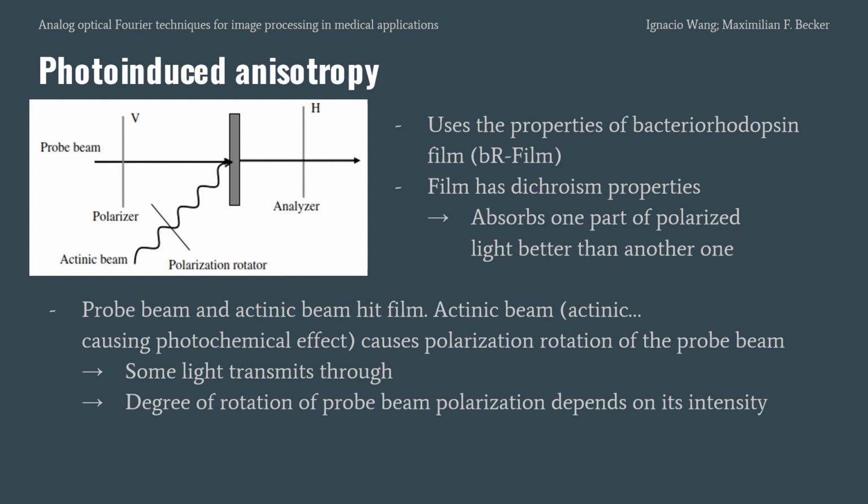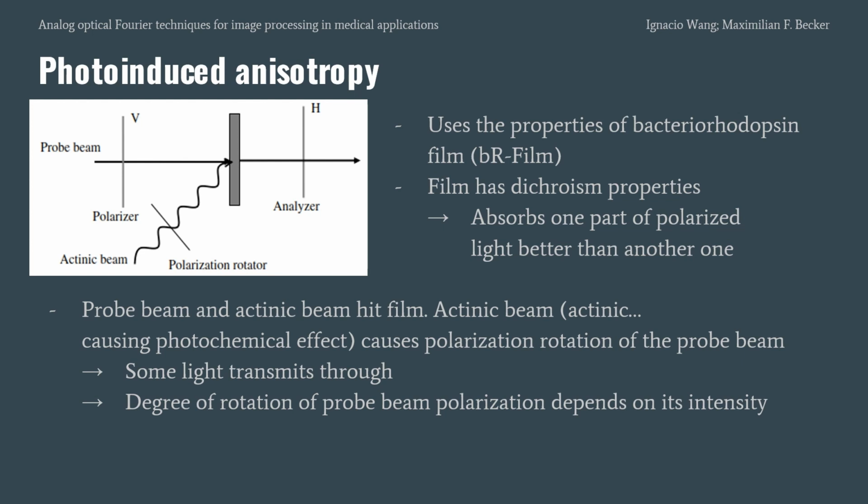Then we have an actinic beam. Actinic in this case just means that it can cause a photochemical effect caused by radiation, or in this case light. So this beam comes in at an angle of 45 degrees and is also polarized. The film in the beginning is not polarized, so it does not let light through. It's isotropic. That's what that means.